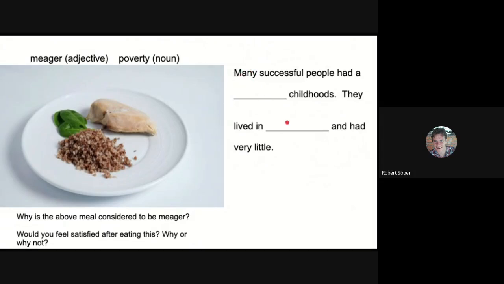Now remember, an important trick for completing the gap fill is to look at the space and try and decide what type of word would go in each space. For example, what should go in this space? An adjective or a noun? When you figure that out, it makes it much easier to decide which type of word to use. So pause the video and see if you can fill in the correct word.